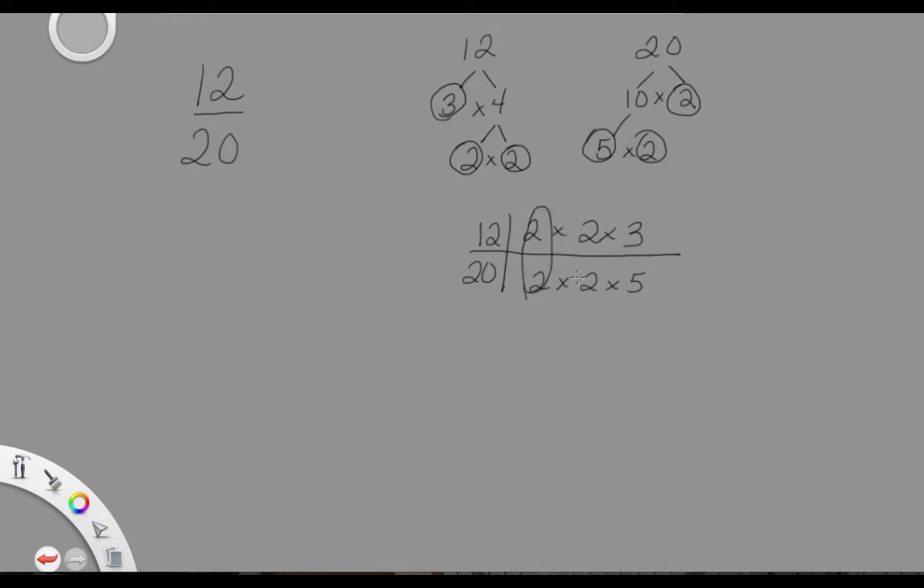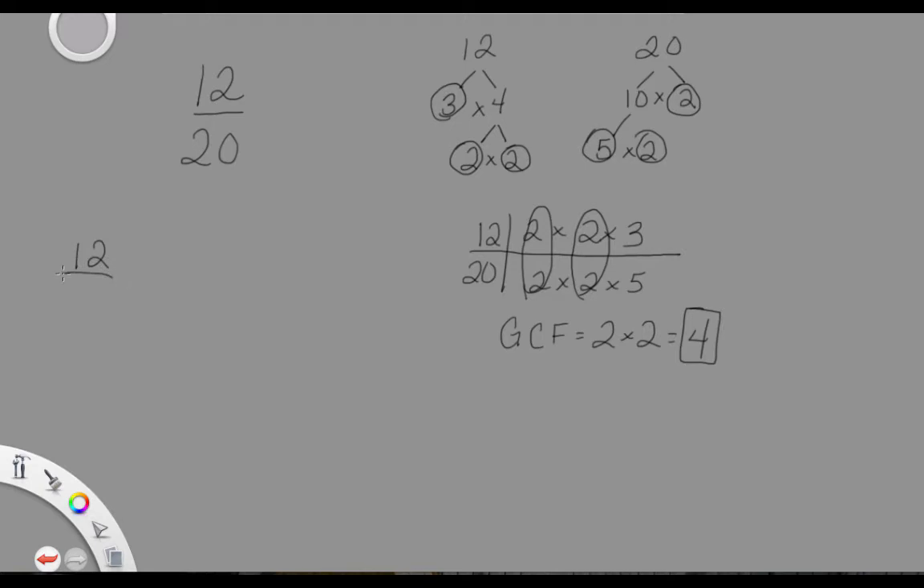Now they share a set of 2's and another set of 2's. So the GCF would be 2 times 2, which is 4. So we found the GCF of the numerator and denominator. The next step is to divide the numerator and the denominator by the greatest common factor.